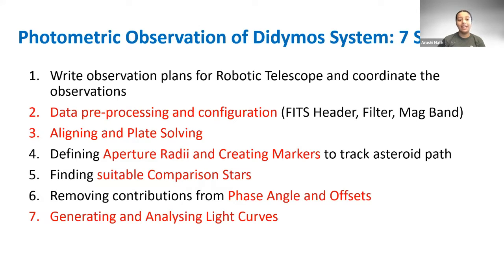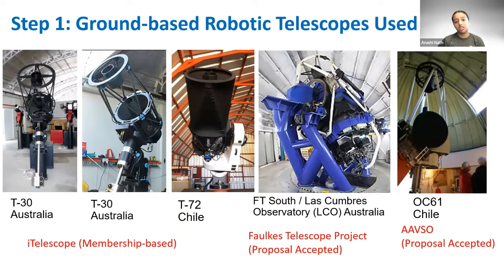So I have 7 main steps to find the rotational period of the asteroid. The first one is getting images of this asteroid. To do so, I used ground-based telescopes located all around the world, like in Australia and Chile. The mirror sizes of these telescopes had a very big range, ranging from 40 centimeters to over 2 meters. And getting observations from these telescopes was quite hard. I had to sometimes write proposals or gain memberships to access these telescopes.